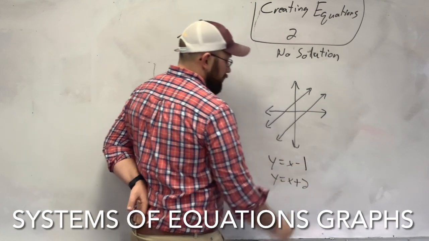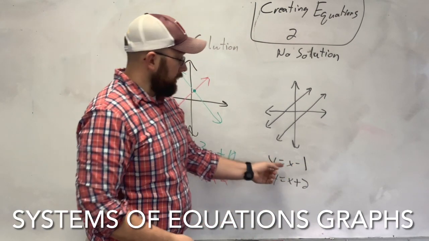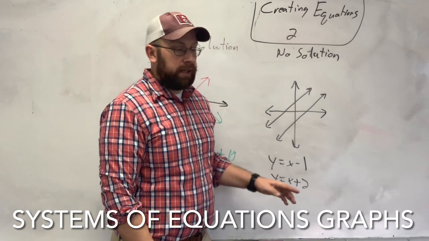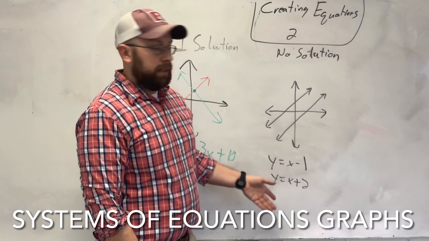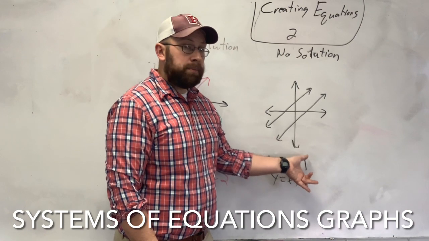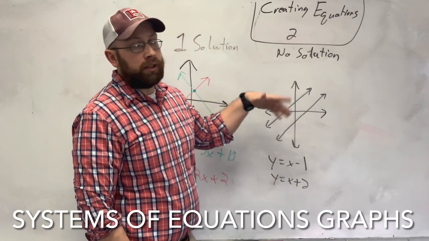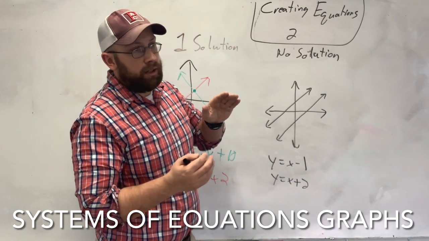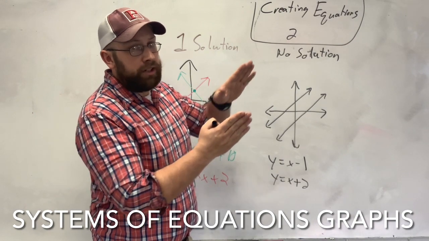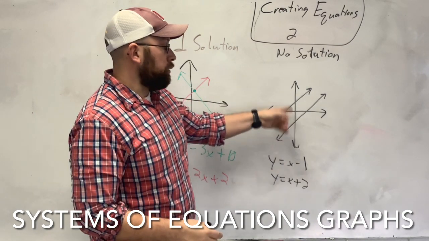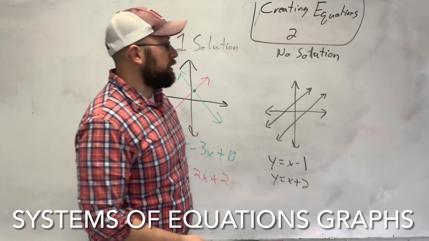When you have two parallel lines, the slope will always be the same. So anytime you have the same slope and different y-intercepts, you have no solution. They'll never touch because they're going at the same rate of change forever and ever. They just go through the y-intercept at different points. So that's no solution.